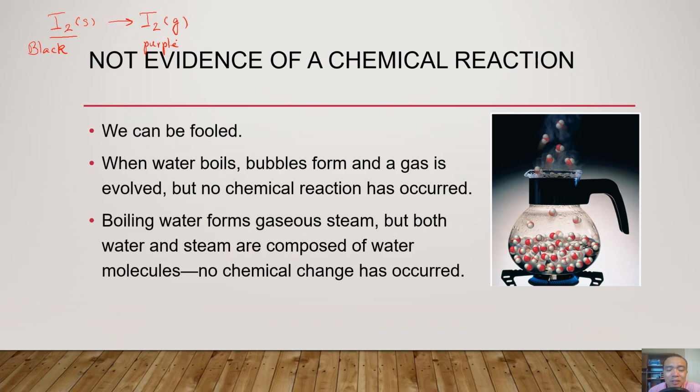However, this is not a good indication of a chemical change, because color can change in different phases for the same substance. As a matter of fact, this process is a physical change, because before and after the transformation, iodine stayed as I2. The identity of the substance has not changed. So this is a physical change.